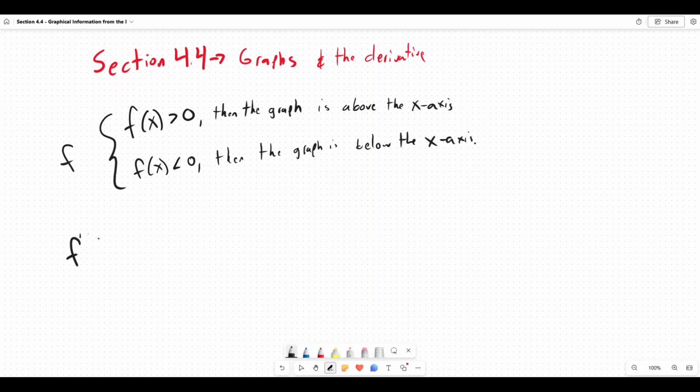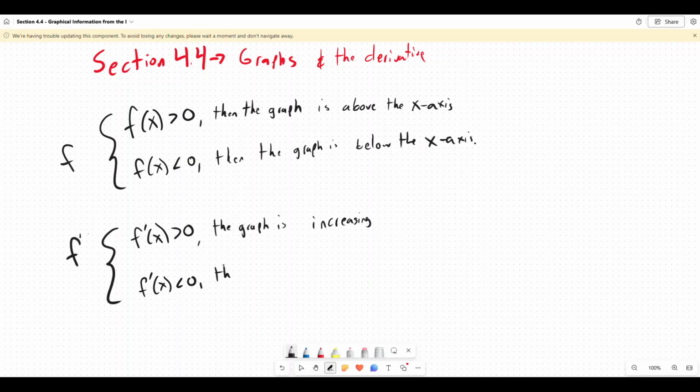Now, let's talk about what the derivative tells us. If f prime of x is greater than 0, the graph is increasing. That's a positive slope. And if f prime of x is less than 0, the graph is decreasing.